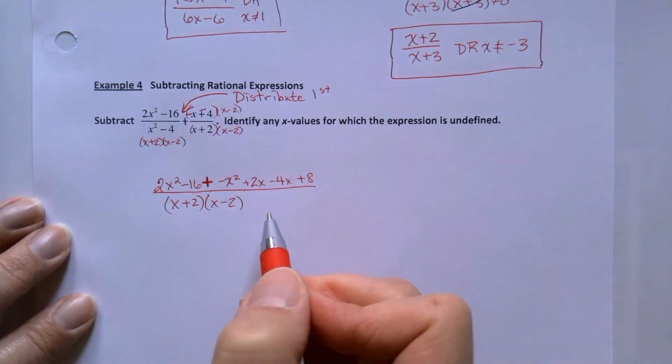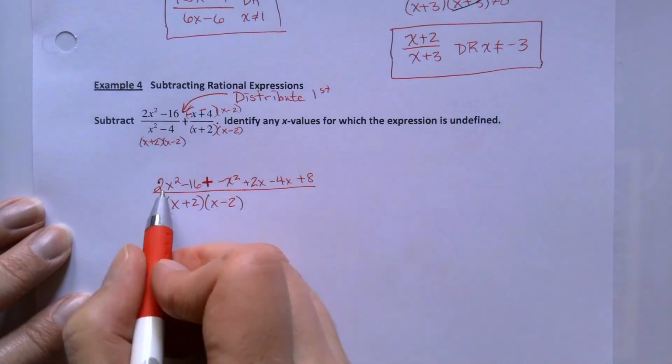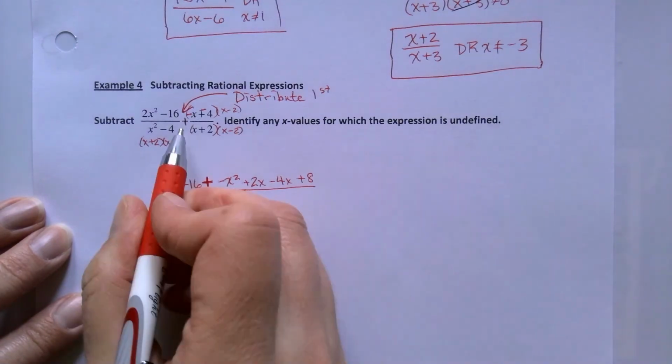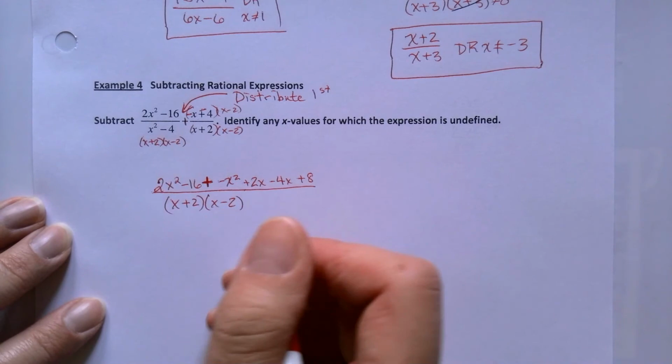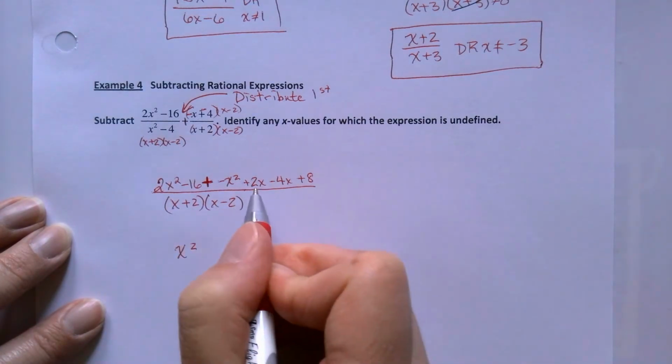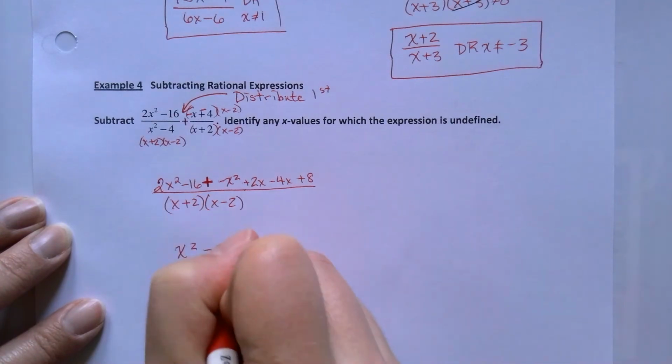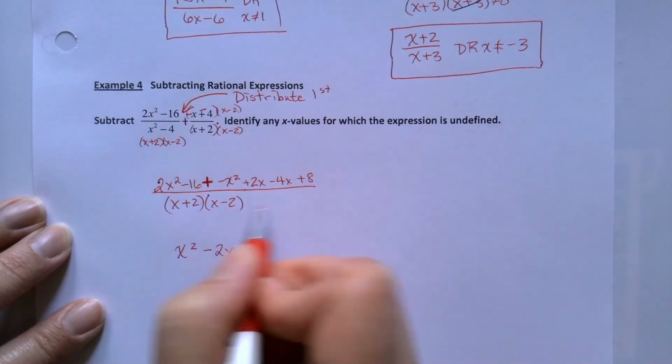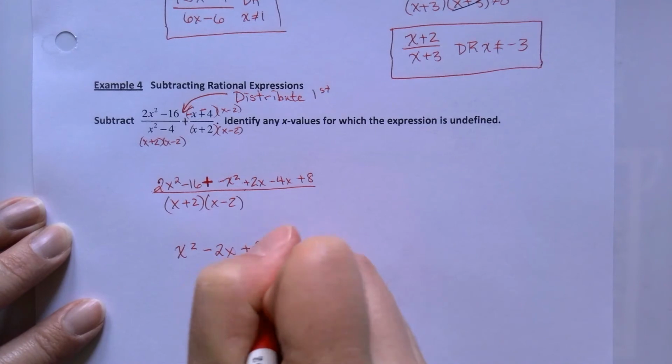The next thing I'm going to do is add like terms. So when I go to add like terms, I get 2x squared minus that. That negative sign really helps me by being distributed. So I get a positive x squared. I get 2x and negative 4x is negative 2x. And then my constants, negative 16 and 8 is a positive 8.